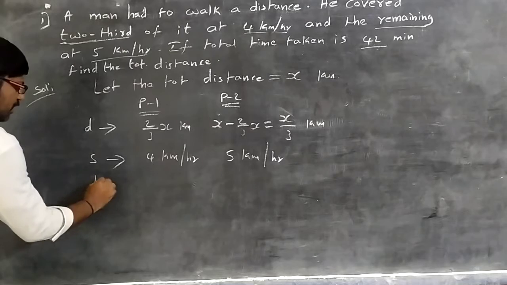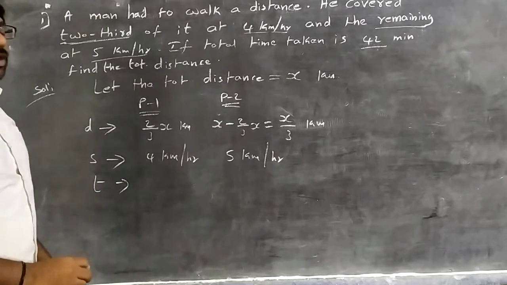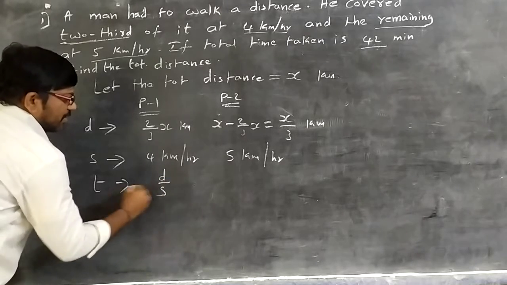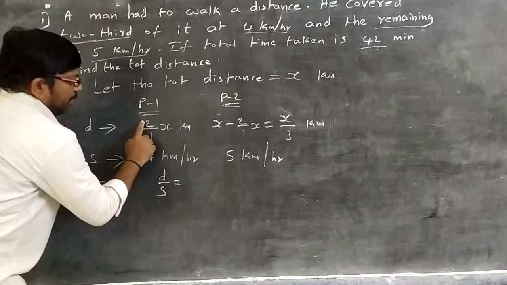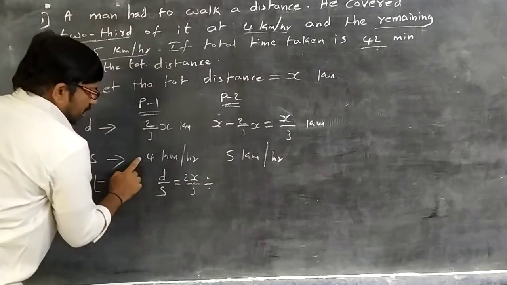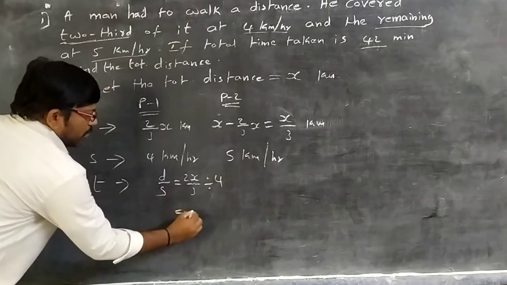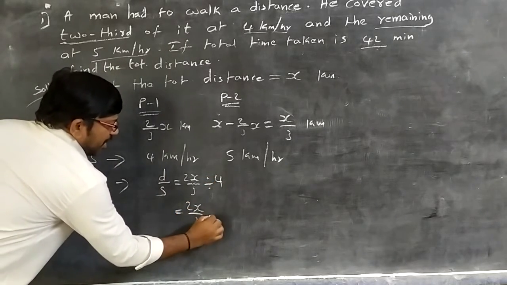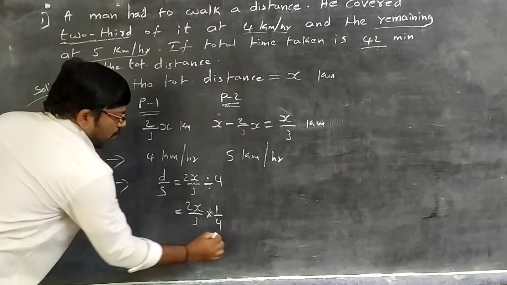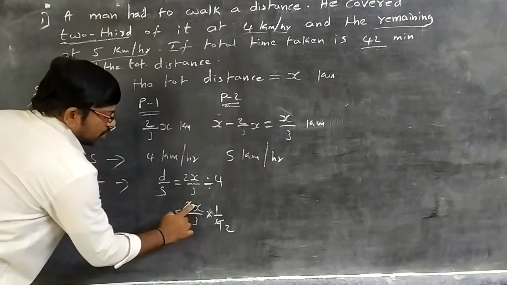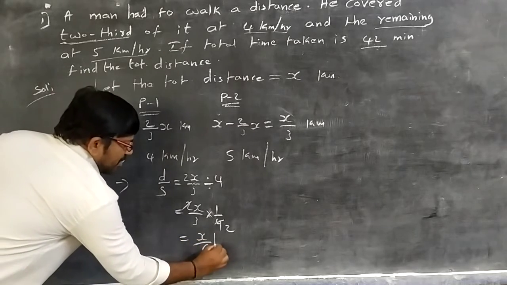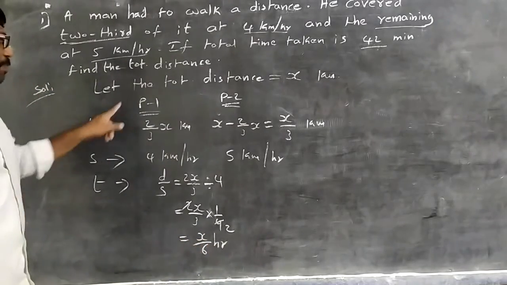Now time t is equal to distance by speed. That is equal to distance 2/3 of x, that is 2x by 3, divided by speed 4. That is 2x by 3 divided by 4, which can be written as into 1 by 4. 2 ones are 2, 2 twos are... so x into 1, x by 3 twos are 6. x by 6 hours. This is the time in part 1.